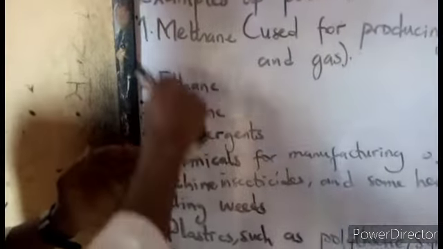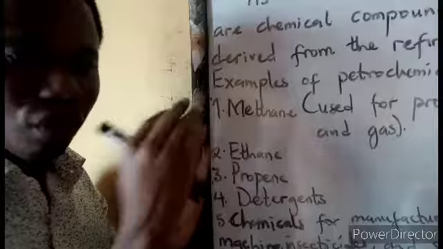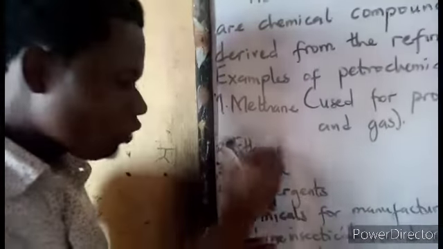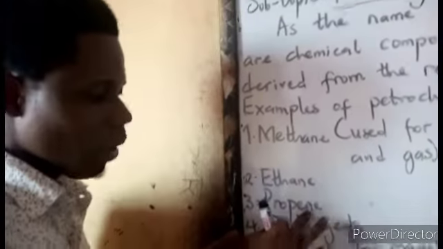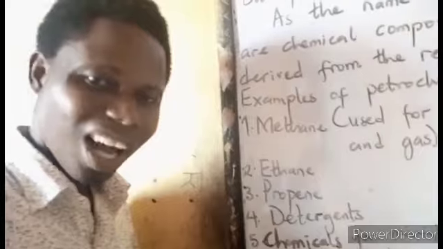Now let's go to ethane. Ethane is also a gas that does not have color and does not have smell, but can burn. Now let's go to propane. Propane is also a natural gas that does not have color and does not smell, and can also burn.